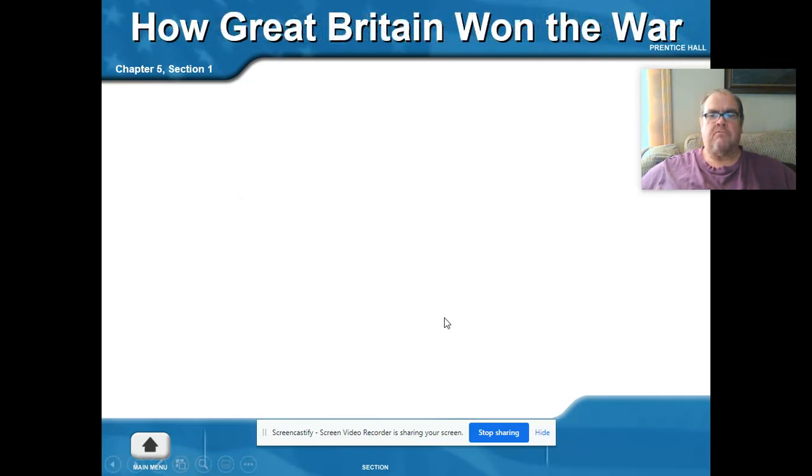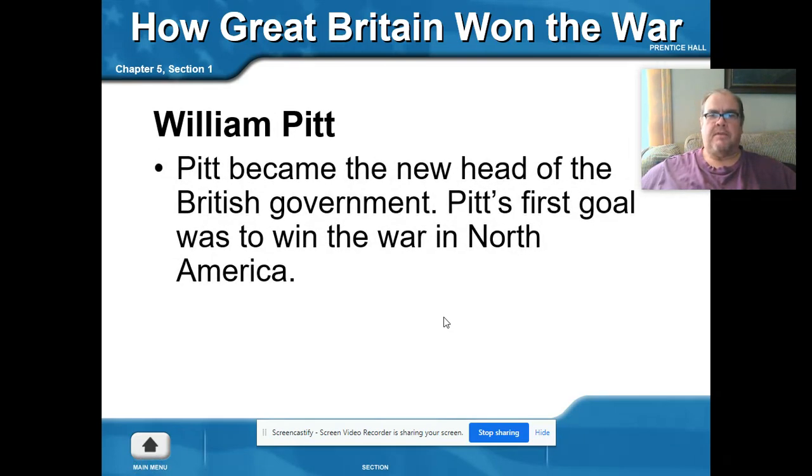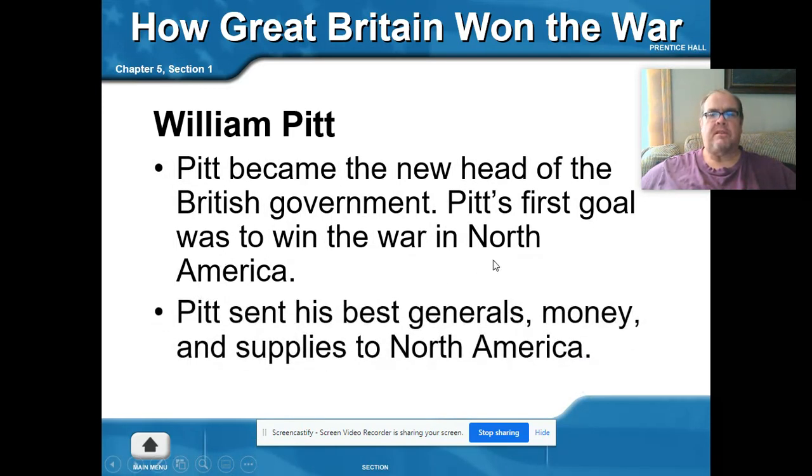But fortunately for Great Britain, William Pitt shows up. He becomes the prime minister, and his first goal is to win the war in North America. And to do this, he sent his best generals, he spent the money, and he sent the supplies. The previous prime minister had been trying to win the war without really putting much effort into it. But Pitt realized if he won this war, he'd take over most of North America for the British Empire. And under the economy of mercantilism, as we all know, that means more money for the crown.